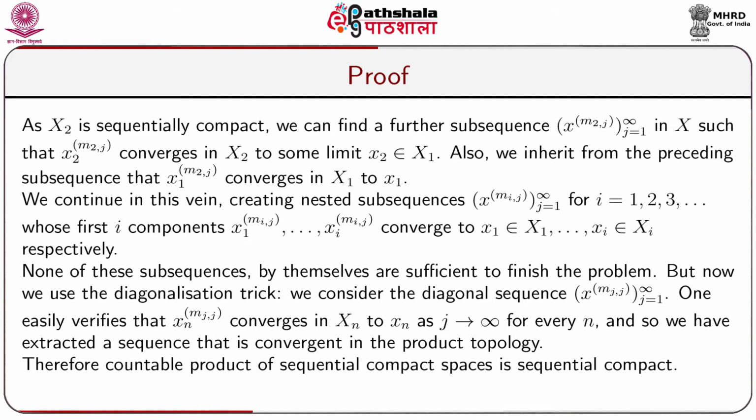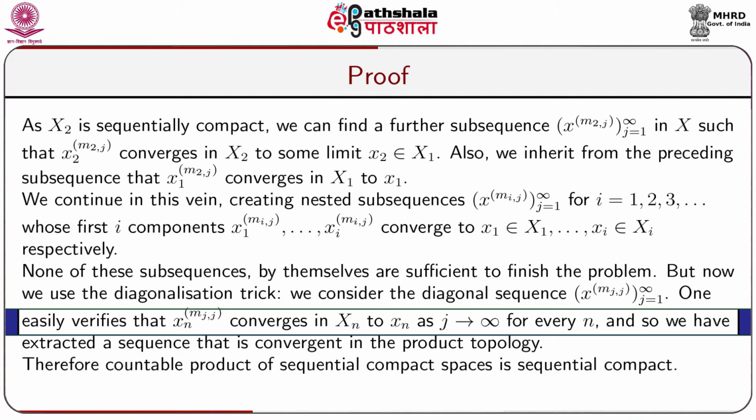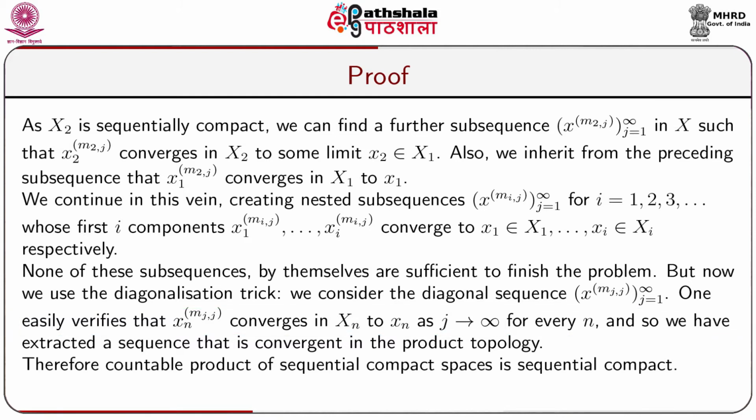We consider the diagonal sequence x^{m_{jj}}, j equal to 1 to infinity. One easily verifies that x_n^{m_{jj}} converges in X_n to small x_n as j tends to infinity for every n, and so we have extracted a sequence that is convergent in the product topology. This proves the fact that a countably infinite product of sequentially compact spaces is sequentially compact.